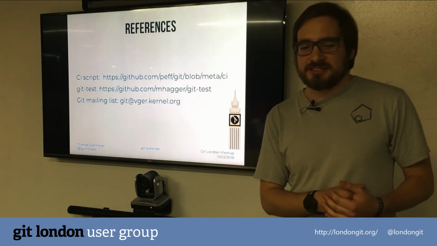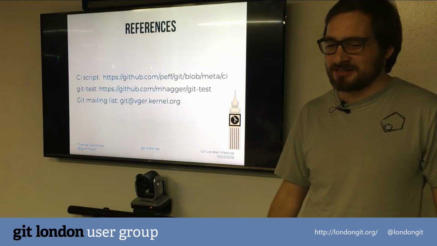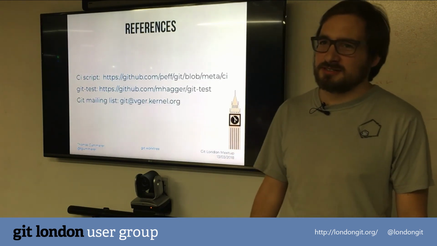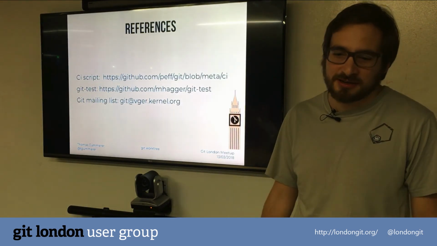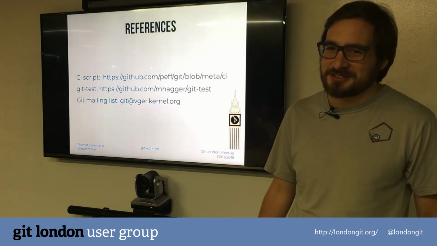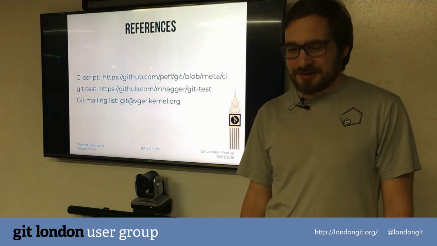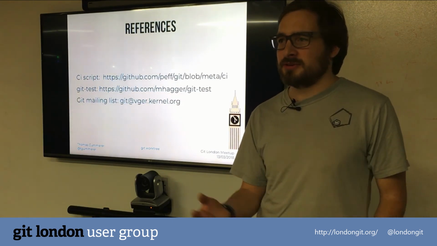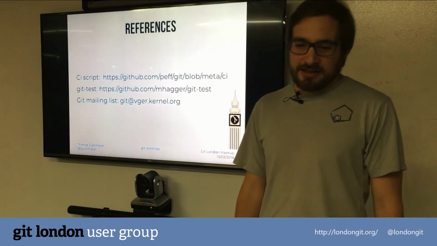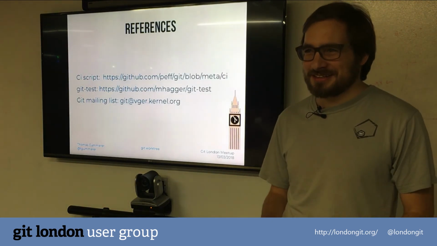So I have some references here. The CI script, I failed to mention that before, is heavily based on Jeff King's CI script. He's one of the main Git contributors as well, and he uses this in his day-to-day work, so that should be a good endorsement for it. Then the git test command, you can find that there if you want to find out more about how these cached tests work. And finally, the Git mailing list, if you want to report a bug to Git Worktrees.